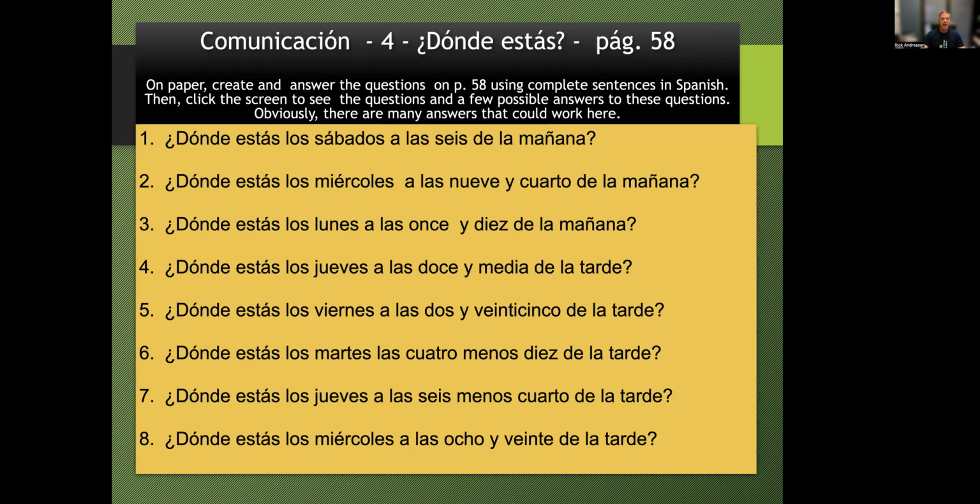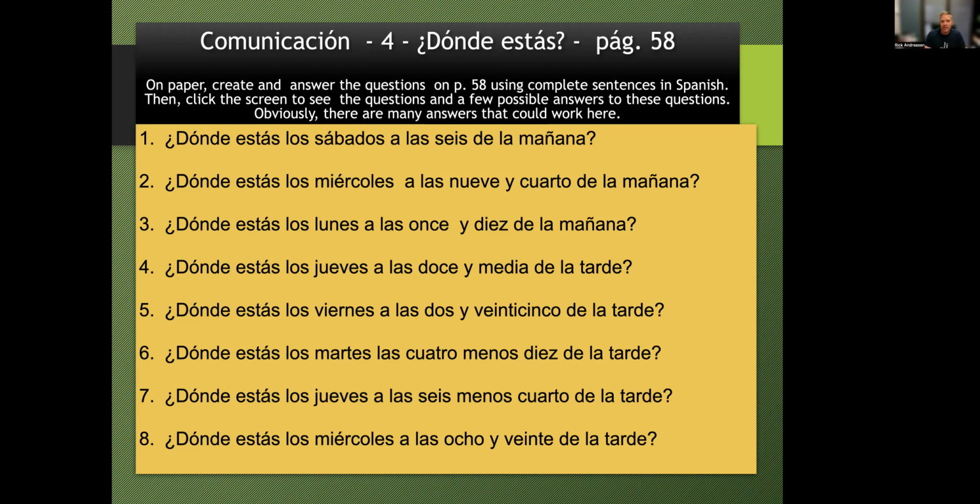All right, now we have 8 questions. And this is a little bit different. You're just going to number your paper 1 through 8 and just take a second. This is one where there's really no right answers. There are a bazillion possible answers. So, número 1, ¿dónde estás los sábados a las 6 de la mañana? Where are you Saturdays at 6 in the morning? So write your answer. Estoy and where you are. Okay, so go through 1 through 8, pause, come back, and we'll just talk about these really quickly.